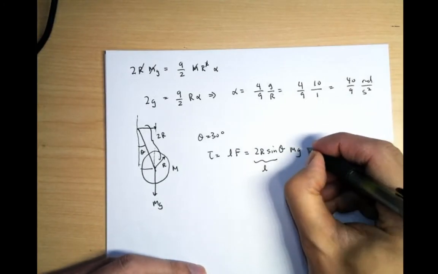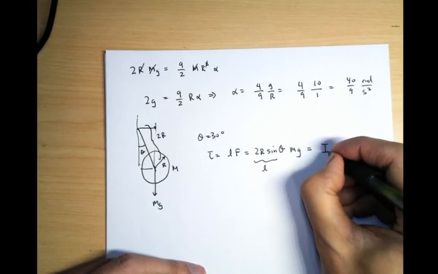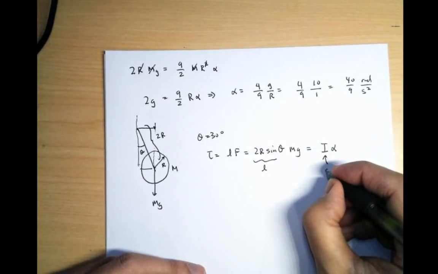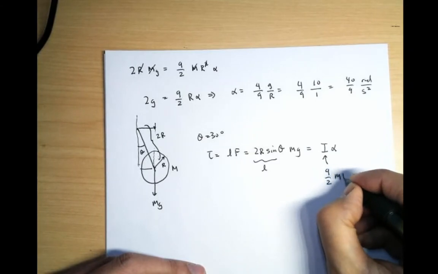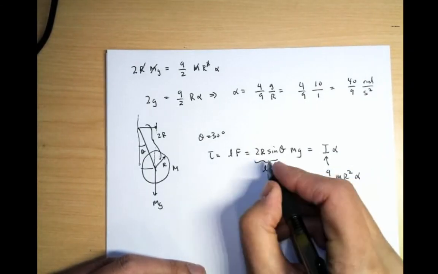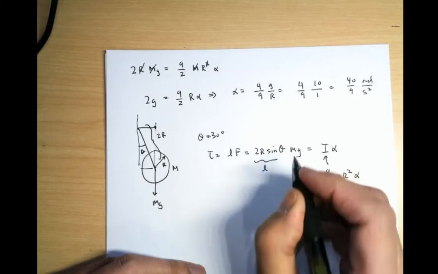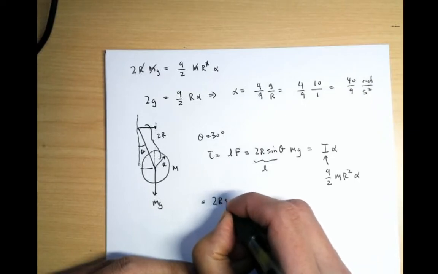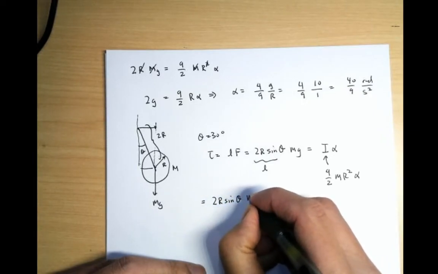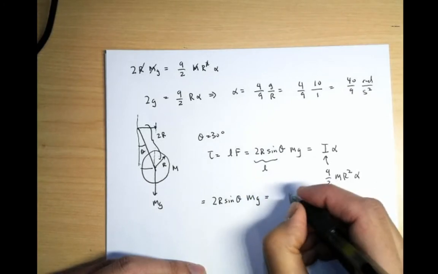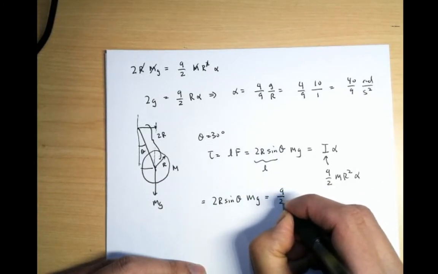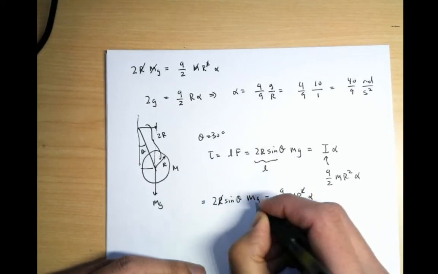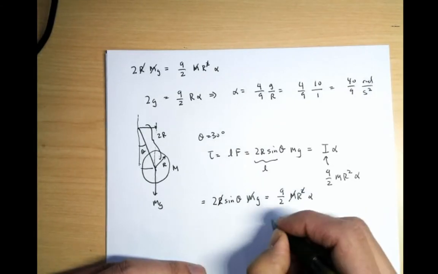Okay, so it's going to be equal to I times alpha. From before, we know what I is. I was basically 9 halves MR squared times alpha. And so the only change is the fact that we have a sine theta there, right? So let's put all that stuff in. 2R sine theta M times G is equal to 9 halves MR squared times alpha, okay?